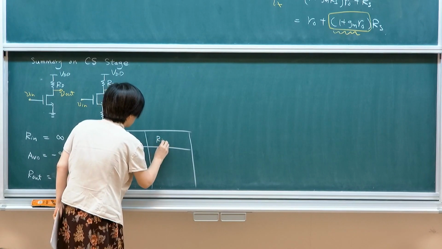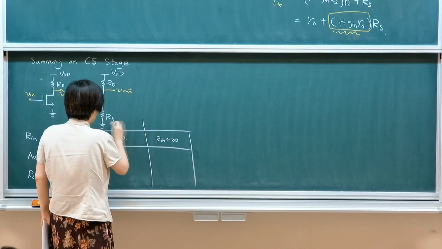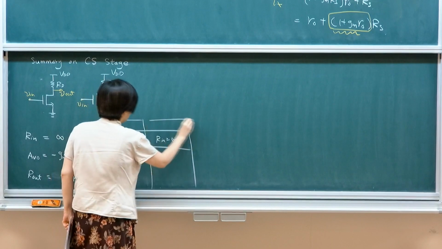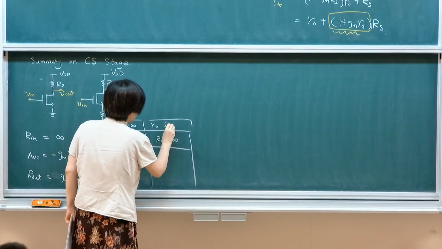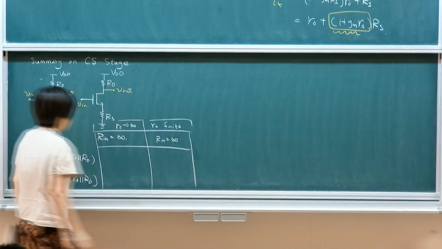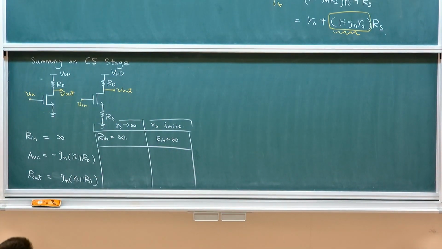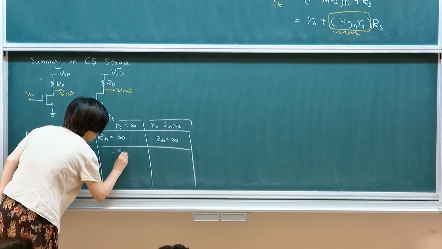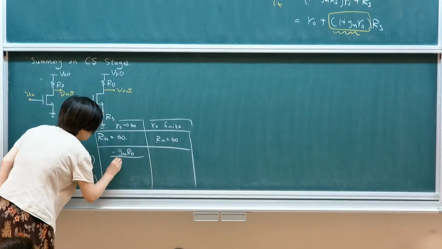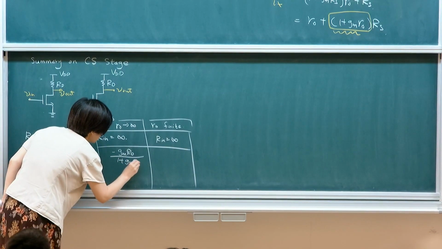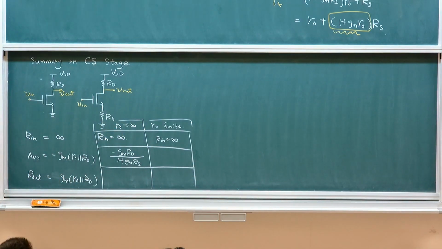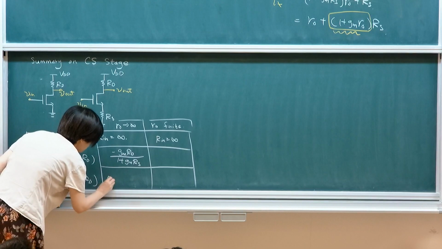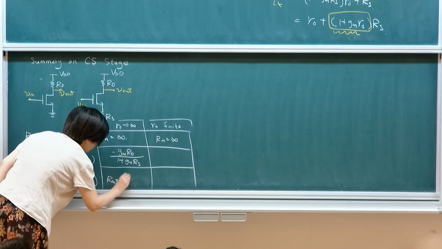So Rn will still be infinite. This is when RO is infinite. One is RO is finite. Okay? So when RO is infinite, you then have attenuation GMRD over 1 plus GMRS. And the output resistance, as we said, you're only seeing RD.